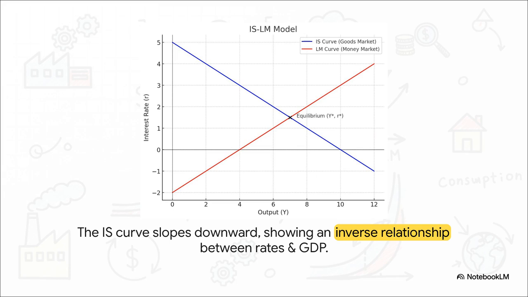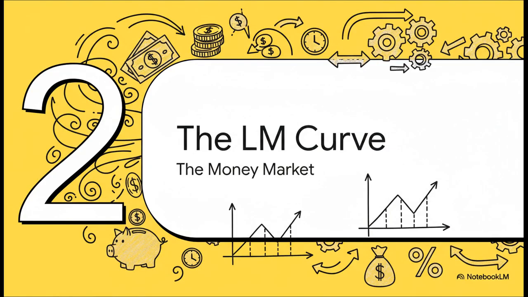And that simple chain of events is exactly what gives the IS curve its shape. You see it here, sloping downward. With interest rates on the vertical axis and GDP on the horizontal, it shows that inverse relationship. The key takeaway is simple. In the goods market, lower interest rates lead to higher economic output.